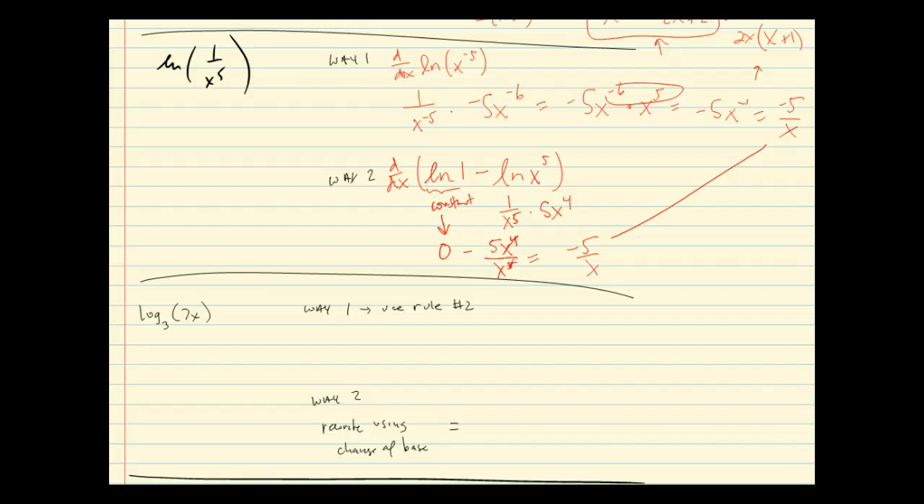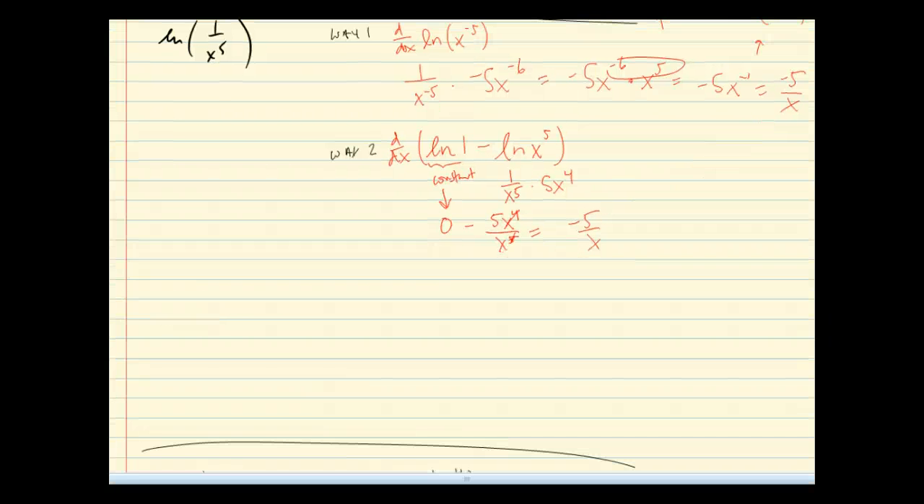Okay, so then you get the bonus way number 3, which I need to make some room for. Alright, here it is. So bonus way number 3. Oh, that's the ugliest way I've ever written my whole entire life. Alright, and here's what way number 3 would be. We have the natural log of 1 over x to the 5th.